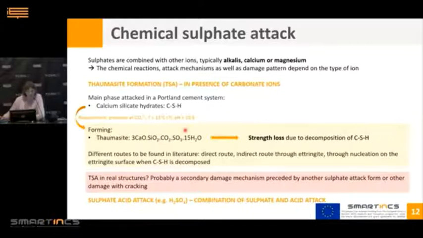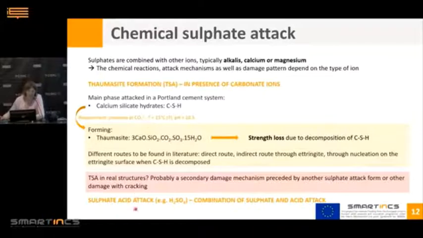Okay, so I think another important aspect that is mentioned over here below is about thaumasite formation in real structures, because if you read about that, you can see that thaumasite formation is probably seen as a secondary degradation mechanism, preceded by another sulfate attack or damage happening beforehand due to cracking. Okay, so those were the ones we wanted to talk about in detail about the chemical sulfate attack.